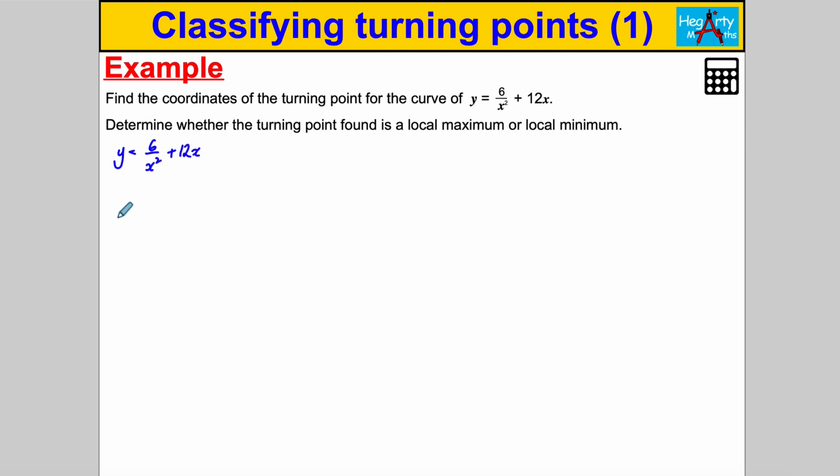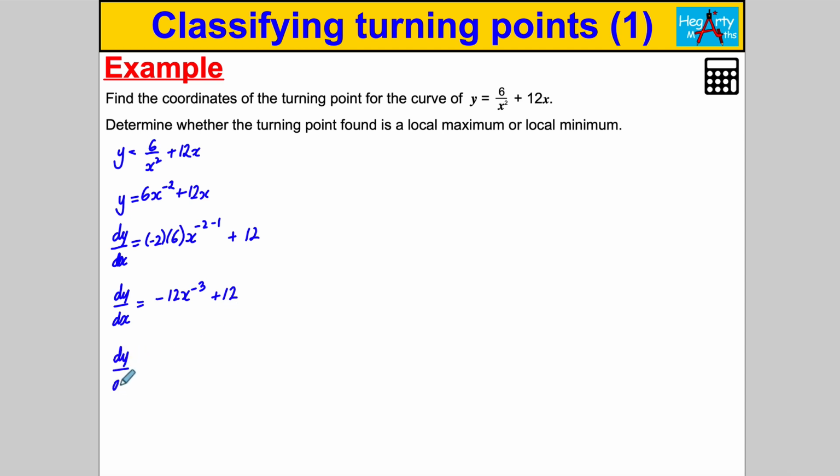Now, if we want to work out the gradient function, it's nice to have everything in nice, neat powers. So let's just rewrite this as 6x to the negative 2 add 12x. Now we're going to differentiate dy by dx. If I do it in steps, bring down that negative 2, keep the 6 there, reduce the power by 1, and 12x just differentiates to 12. So dy by dx here is going to give me negative 12x to the power of negative 3 add 12.